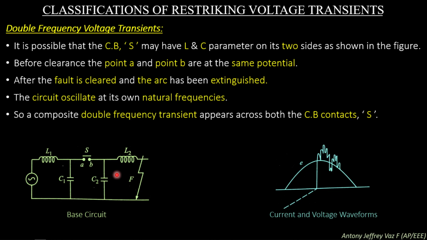Due to these two circuits, before and after the circuit breaker S, the transient double frequencies are created. These two circuits L1 and C1 create their own double frequency transients, and these two double frequency transients appear across the point A and point B.